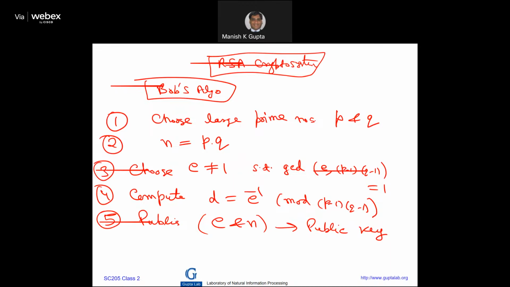E is the exponent which Bob has chosen. This E is a number such that GCD of E and (P minus 1)(Q minus 1) is 1. And N is the product of those two prime numbers. So you publish E and N. This information is now public. E and N is public. Everybody knows. You can publish on your website or whatever, right? This is known to everyone. Publicly available information. Next.